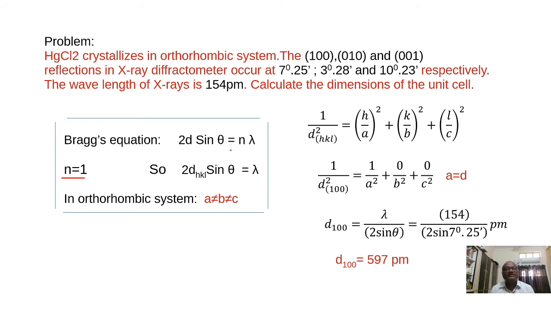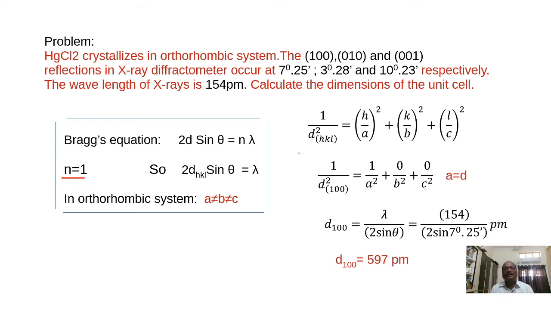Okay, so it is an orthorhombic system where a is not equal to b is not equal to c. Let us see this formula. The interplanar distance we have already discussed in lesson 1. 1 by d square hkl is equal to h square by a square plus k square by b square plus l square by c square. What are h, k, l? They are the Miller indices of the plane. What are a, b, c? The dimensions of the unit cell.